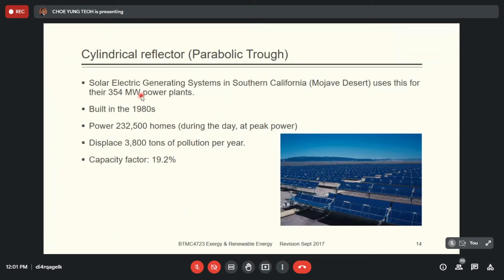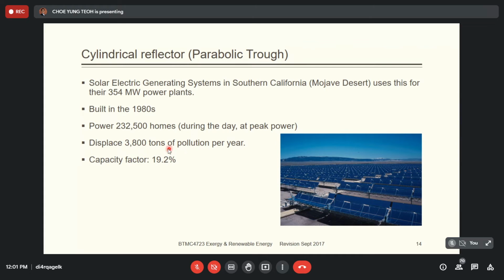Okay. So this solar energy generating system in Southern California, at the Mojave Desert, uses this for their 354 megawatt power plant. Actually, a very, very big power plant. And this is actually the first commercial solar plant in the world, which was built in the 1980s. According to the company, it can power up to 332,000 homes during the day at peak power. And it displaces 3,800 tons of pollution per year. I mean, pollution here refers to the carbon dioxide.